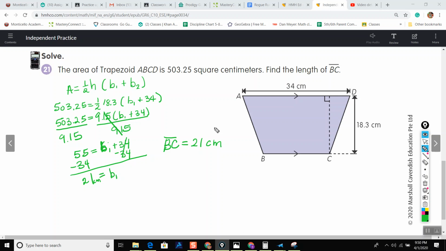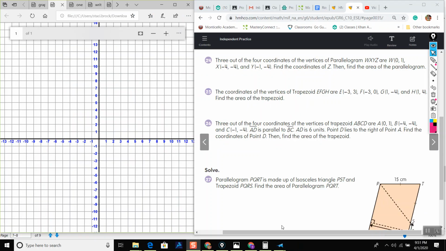That was a fun problem. I like that one. Okay, let's go on to the next page.